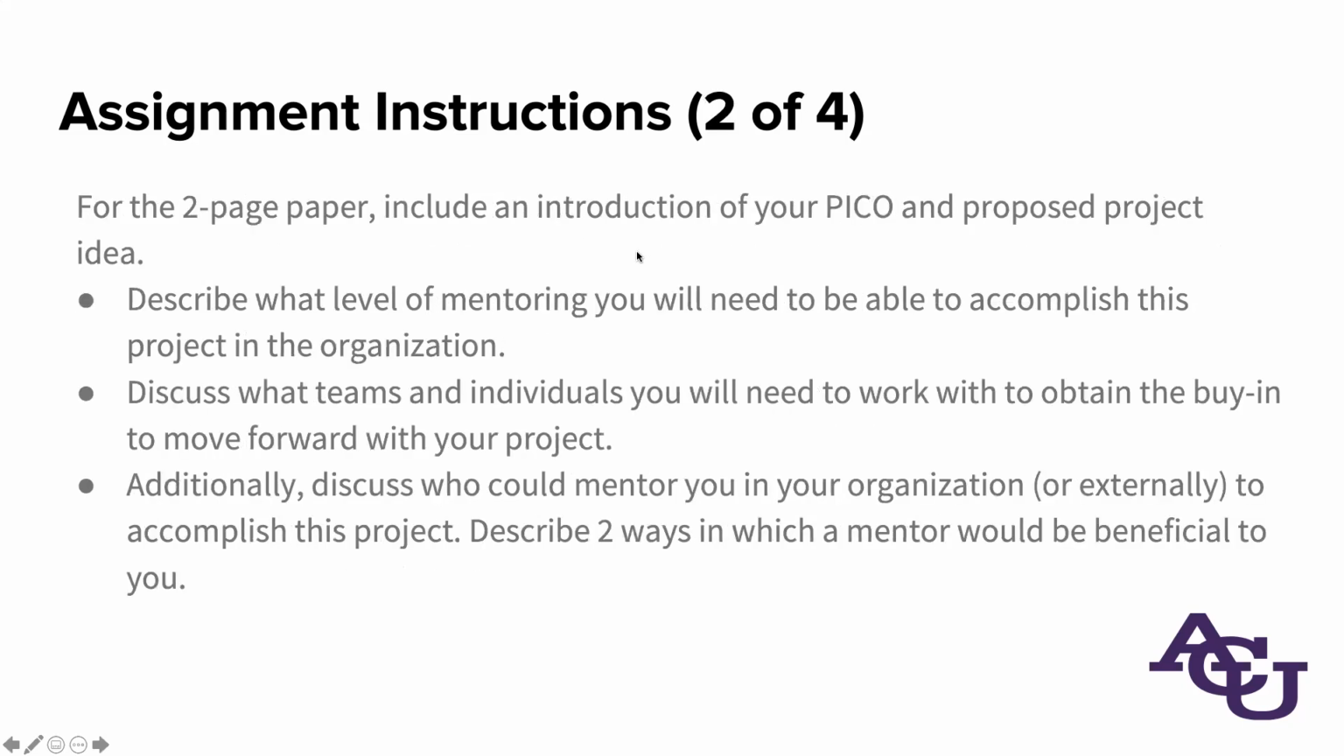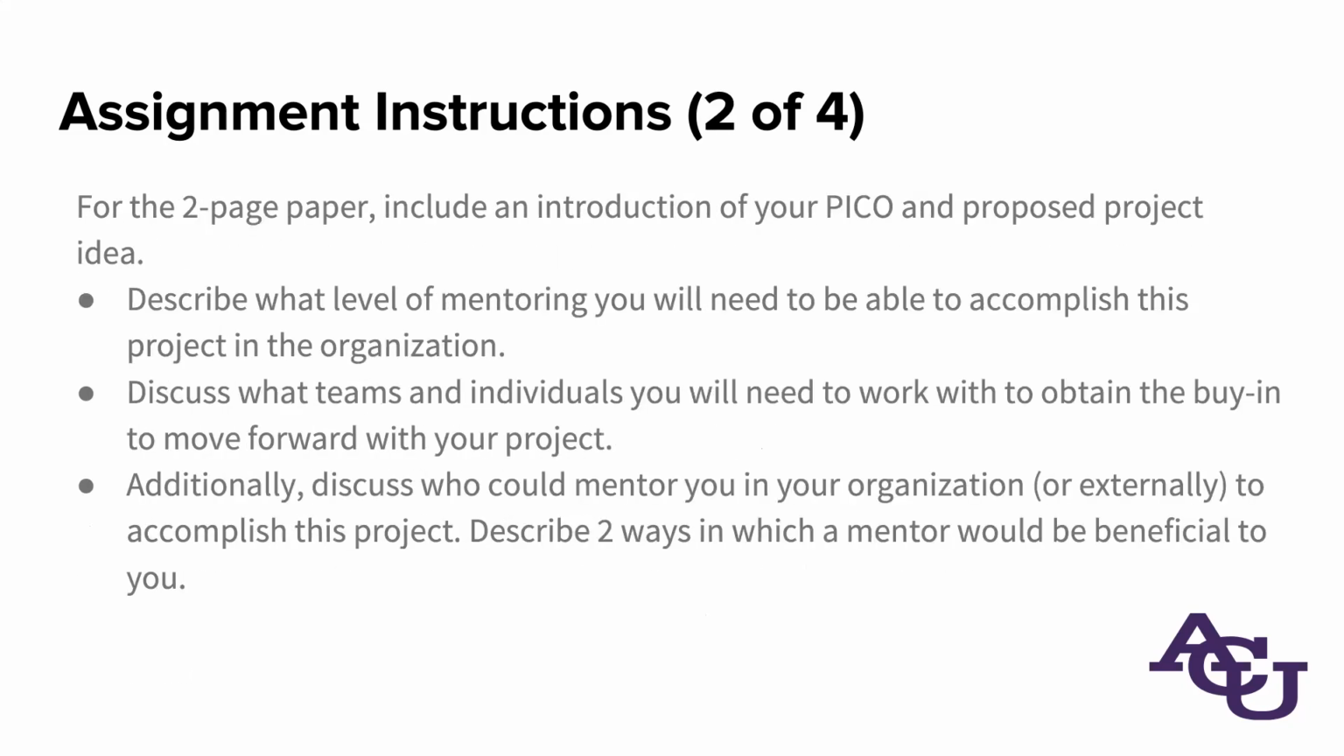All right, for the paper part, for the 2-page paper, include an introduction of your PICO and proposed project idea, in which you need to describe what level of mentoring you'll need to be able to accomplish this project in the organization. Okay, that's part 1. Discuss what teams and individuals you'll need to work with to obtain the buy-in to move forward with your project. Okay, part 2. And 3, additionally discuss who could mentor you in your organization or externally to help you accomplish this project. And within that, you should specifically be describing 2 ways in which a mentor would be beneficial to you. So that's 3 main content areas that are being required, besides, of course, the introduction and the conclusion that you'll have. All right, pretty straightforward.